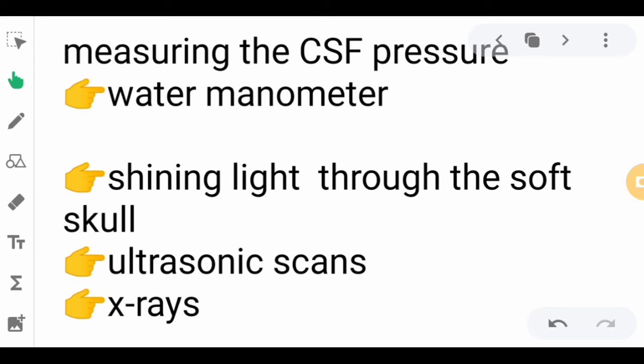We use the water manometer. But unfortunately, this method does not detect hydrocephalus, because the blockage in the cerebral aqueduct prevents the excess pressure in the brain from being transmitted to the spinal column. It is not convenient to measure pressure in the brain directly because of its bony structure. So other methods of detecting hydrocephalus are generally used, for example, shining light through the soft skull, ultrasonic scans, and x-rays.